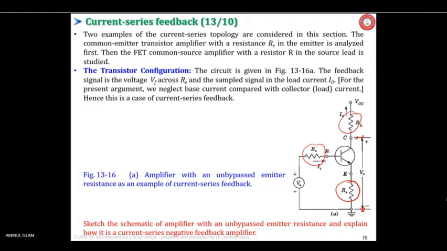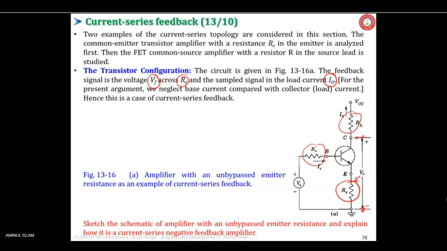Two examples of current series topology are considered here. The first one is BJT based. The second one will be FET based later on, after finishing this one. The circuit is shown in this figure. The feedback signal is the voltage VF across RE, across this resistor RE. And the sampled signal is the load current IO.